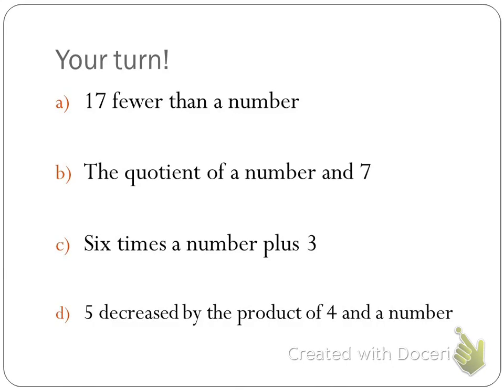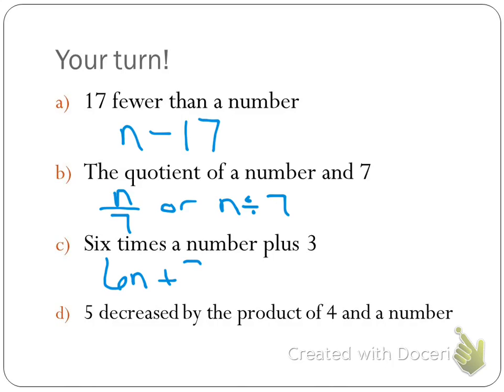Okay, so A should have been what, class? n minus 17. B? n over 7 or n divided by 7. We're just reading it left to right. 6 times a number plus 3. Remember, we write that 6n plus 3. If you wrote 6 and a little x times n, that's going to be minus 1. Do not do that. Just write the number and the variable together. Then on D, 5 decreased by the product of 4 and a number: 5 minus 4n. Raise your hand if you got them all right. Okay, very good.